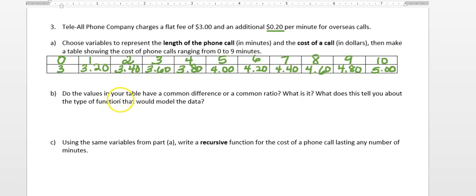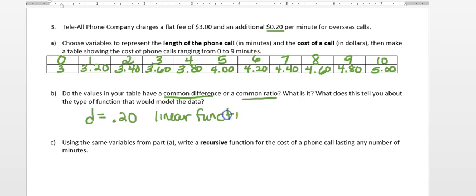All right, so here you should have seen that after, for example, 5 minutes of talking on the phone, I would have spent $4, and 10 minutes on the phone gives me $5. Now it's asking you if this table has a common difference or a common ratio. Do the values of the table have a common difference or common ratio? In this case, there's a common difference of 20 cents, so we say that's 0.20. That actually tells us that this is a linear function.